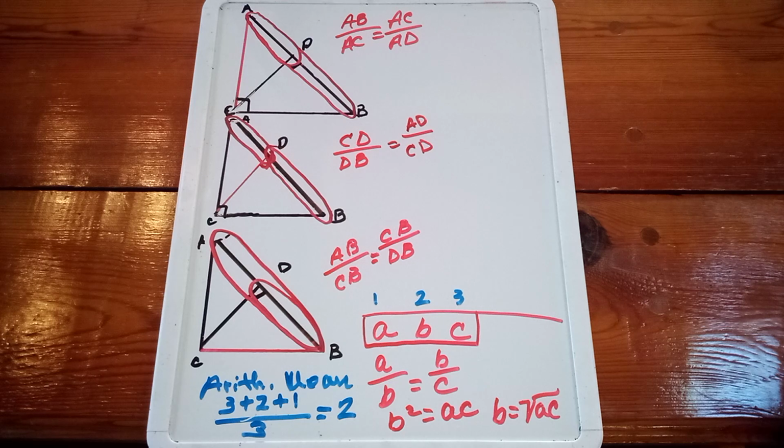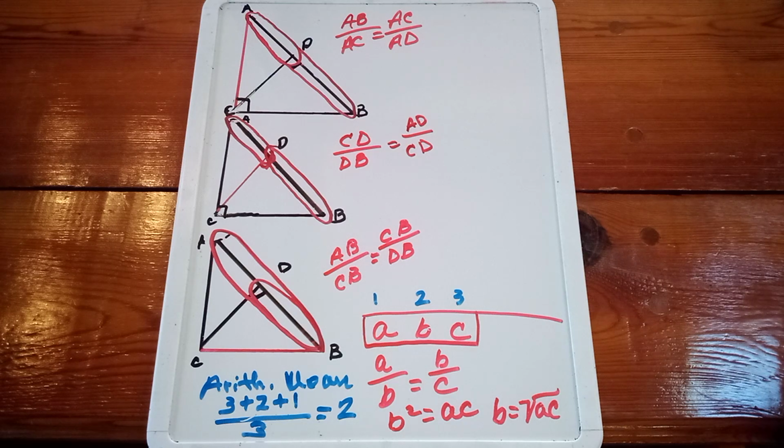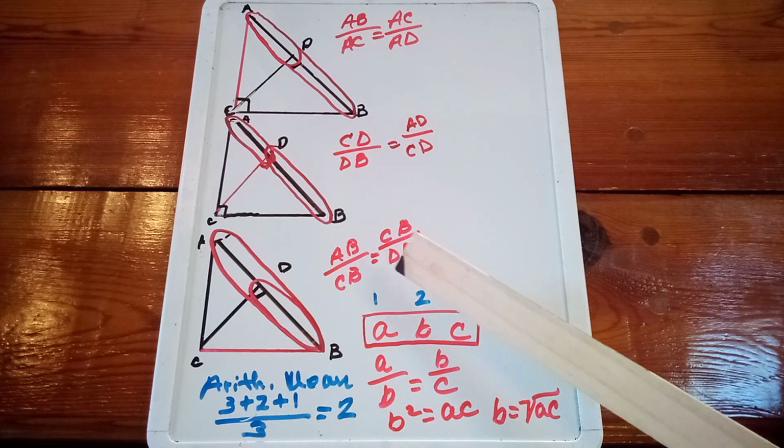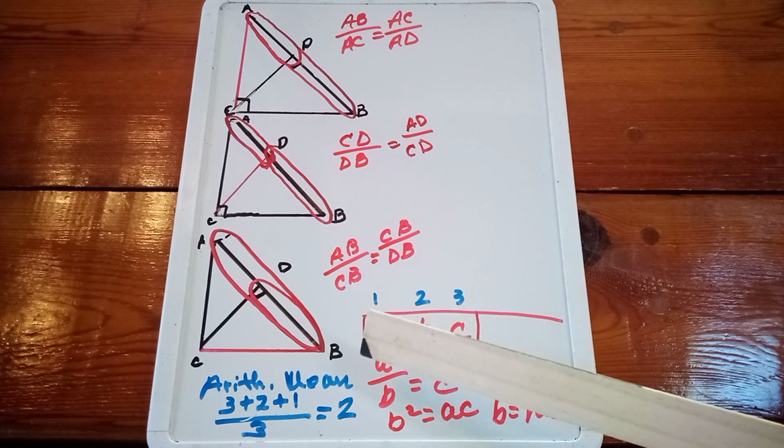So in other words, a geometric mean is a number b that lies between two positive numbers such as a and c, such that the ratio of a and b is equal to the ratio of b and c. If that is true, then our geometric mean between, say, 1 and 3 is not going to be equal to the arithmetic mean.